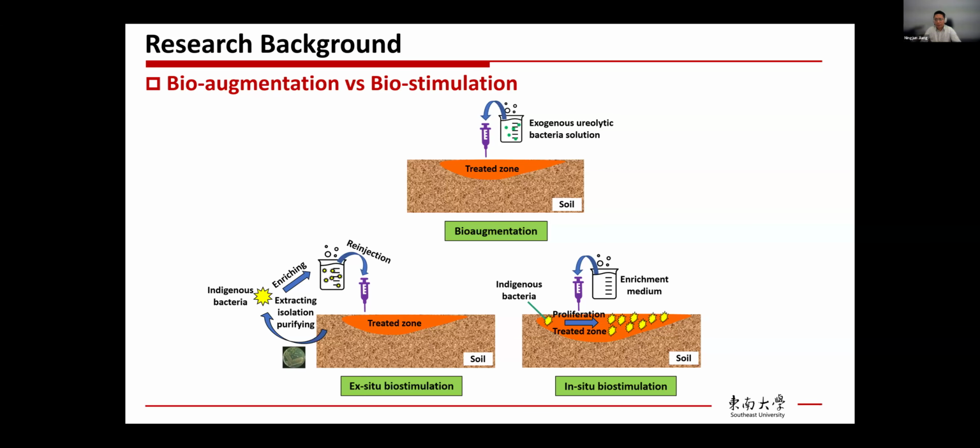For this method, obviously the disadvantage is that the compatibility between the injected bacteria and the native condition may be quite bad. If I remember correctly, there's one previous research looking at it: after only 1 or 2 days, all injected bacteria were replaced by native bacteria. So I think that's the limitation for this technique. But the advantage is that it's easy to control if we use standard bacteria. I think that's the advantage.